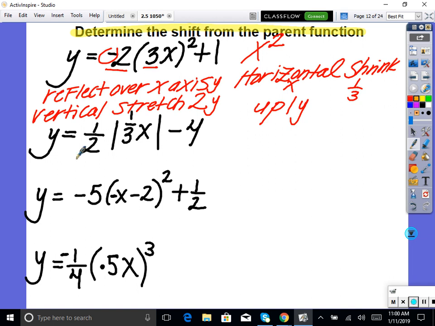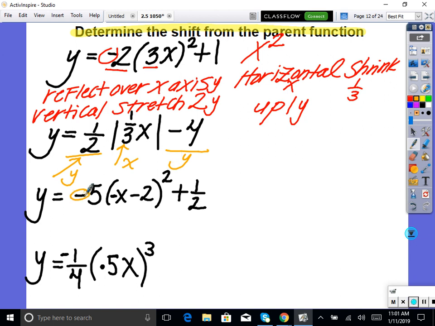Alright, so now just verbally state, this would be a vertical shrink of a half or compression of a half. Correct. This would be a horizontal stretch of 3, down 4. This would affect your y values. This would affect your x, and this would affect your y's. Okay, good. All right. Let's see if we're going to get tricked on this one.